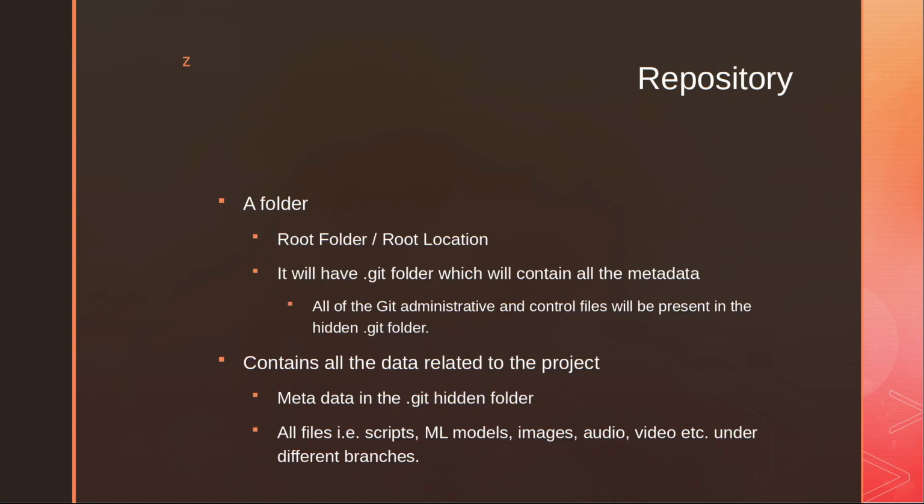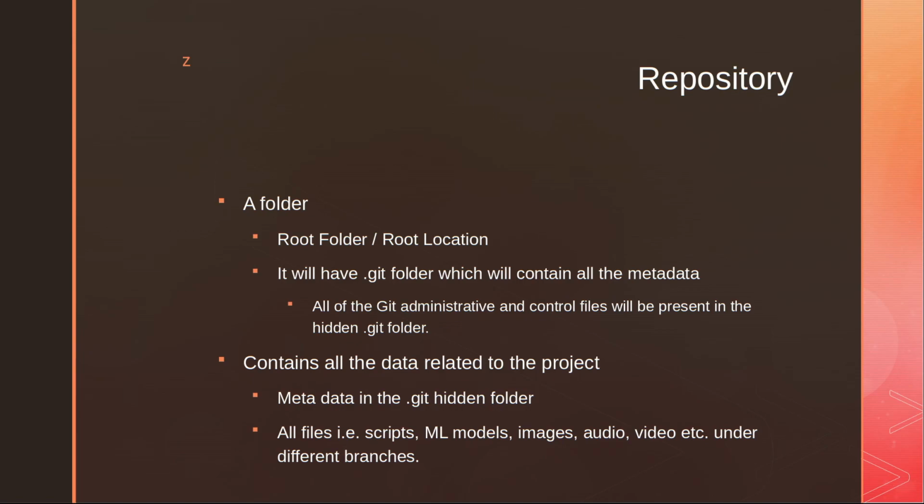The very first term is repository. A repository is a folder. You can consider it as a root folder or a root location where you will find all the metadata related to Git and all the files, all the folders related to the project. You can identify a repository if it has a .git folder. So this .git folder will be a hidden folder.